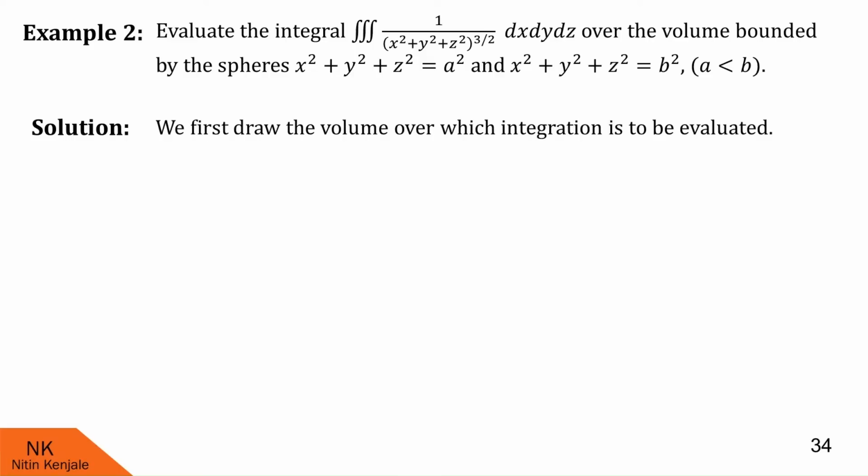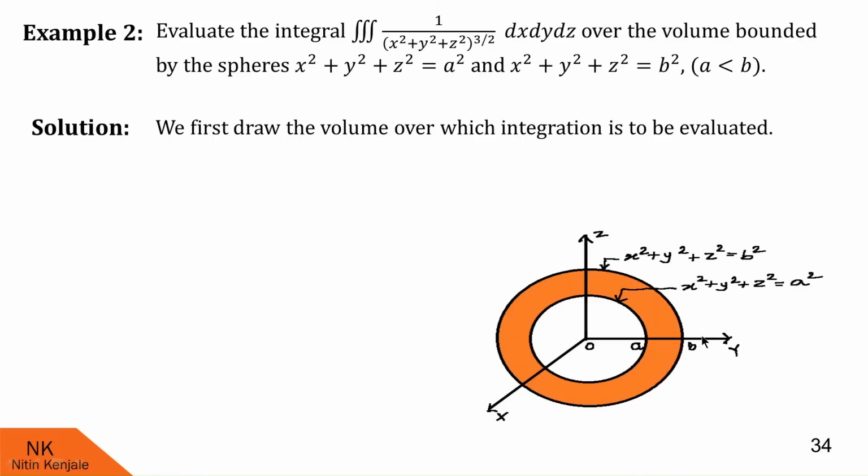First, we draw this volume over which the integration is to be evaluated. This volume is bounded by two spheres, x square plus y square plus z square is equal to a square, and x square plus y square plus z square is equal to b square. Both these spheres are centered at origin. This sphere has radius a and this sphere has radius b. Since a is less than b, this sphere will be smaller than this sphere. So if we draw these two spheres, it will look like this. And the volume bounded by these two spheres is shown by this orange color.